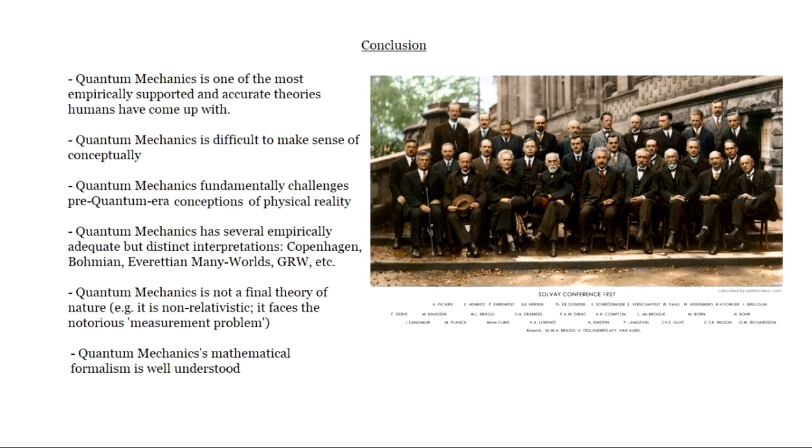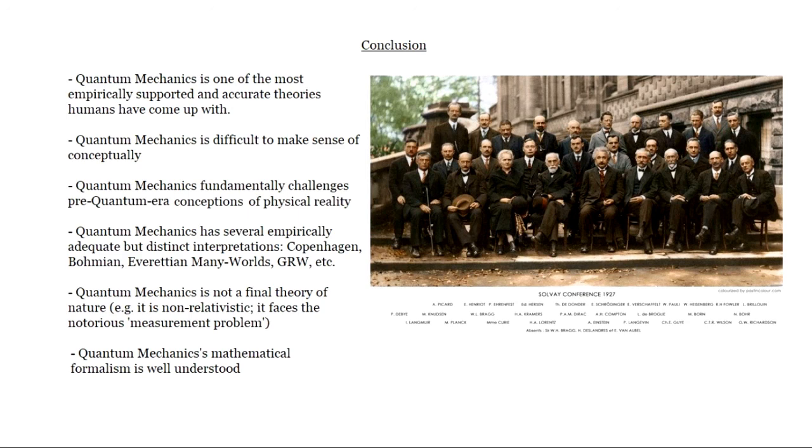Quantum mechanics has several empirically adequate but distinct interpretations: Copenhagen, Bohmian, Everett, many worlds, GRW, etc. Unfortunately, it's beyond the scope of today's discussion to talk about these alternatives, but we did briefly mention Copenhagen and Bohmian. After all, Copenhagen is the mainstream interpretation that we've been working with over the course of our discussion today.